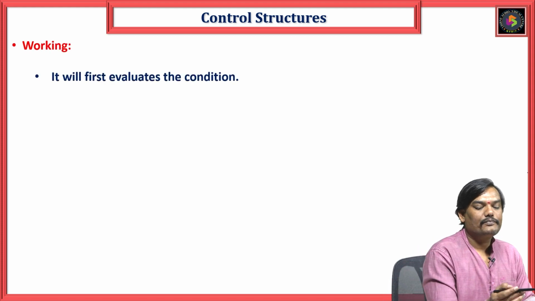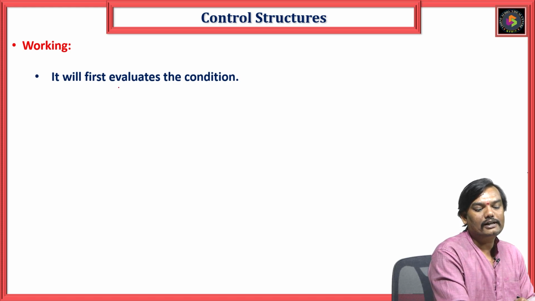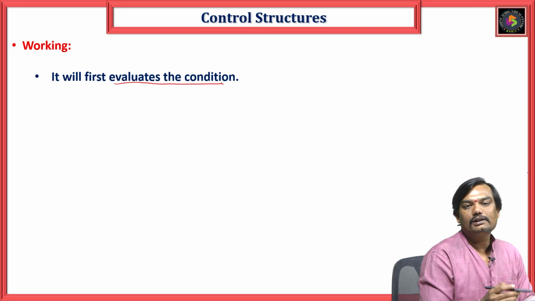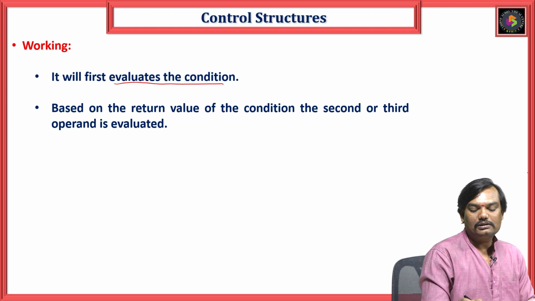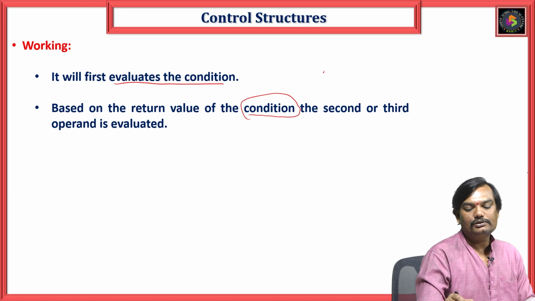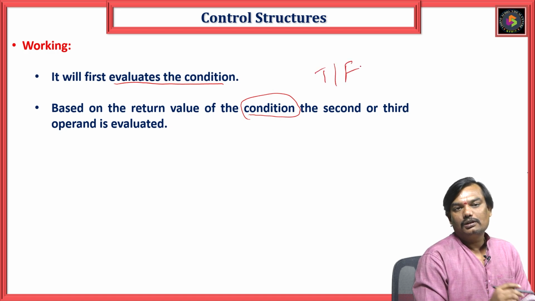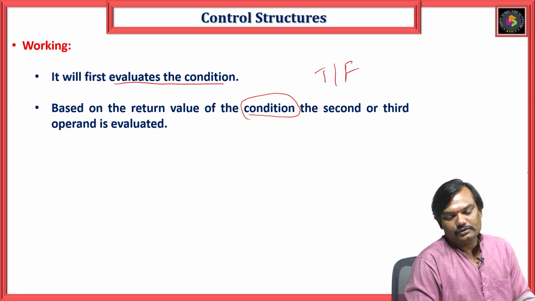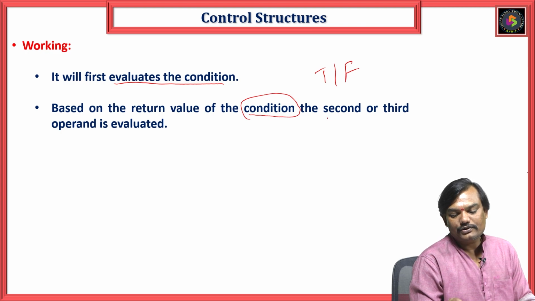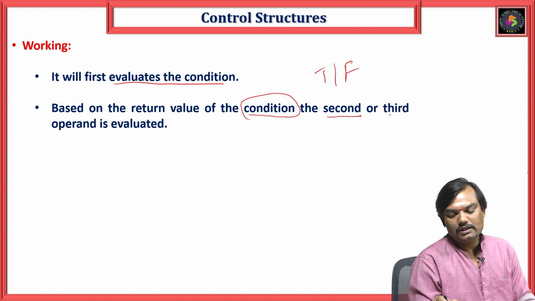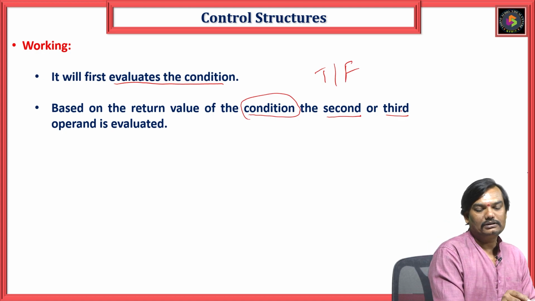So first, this operator will evaluate the condition based on the returned value of the condition. We know that in all the control structures we are discussing, based on the returned value of the condition, that is either true or false, the program will decide what to be executed, right? So based on the returned value of the condition, the operator will decide whether to execute the second expression or the third expression, which are called the second operand and third operand, right?